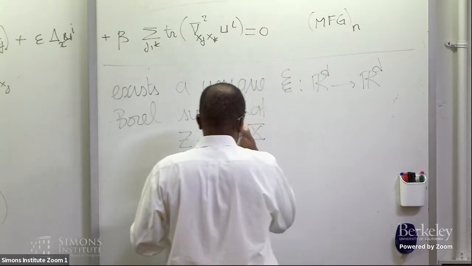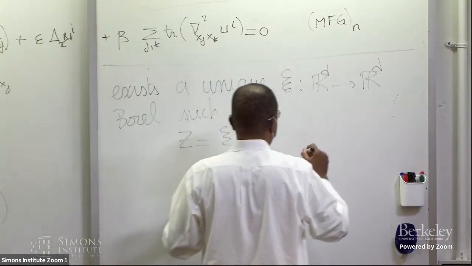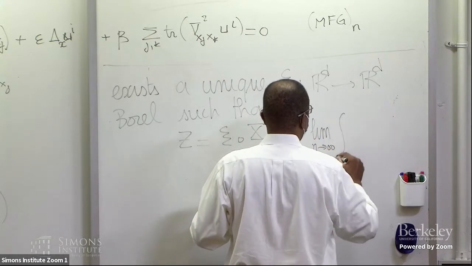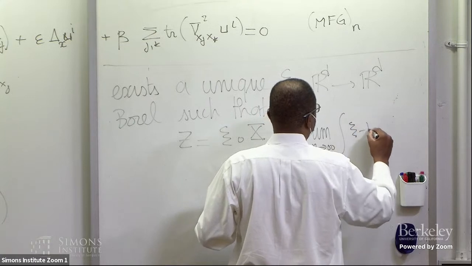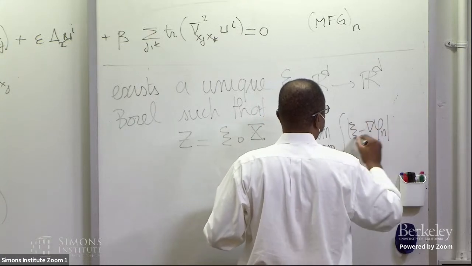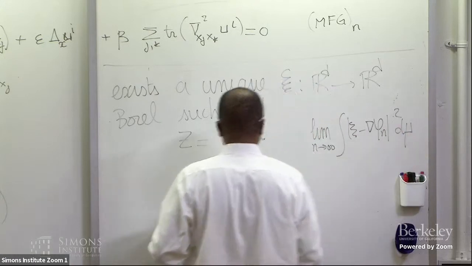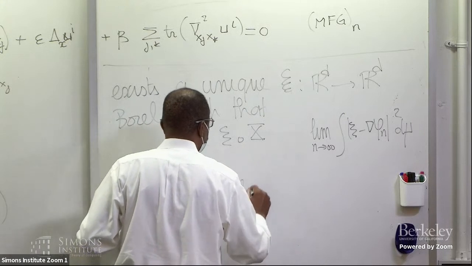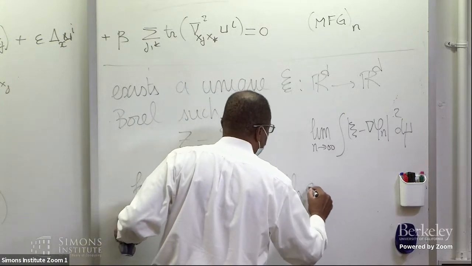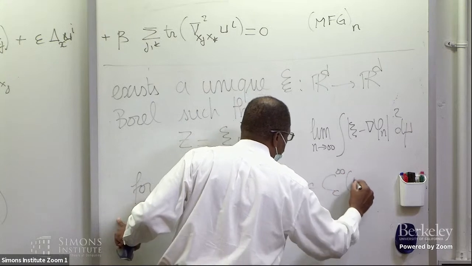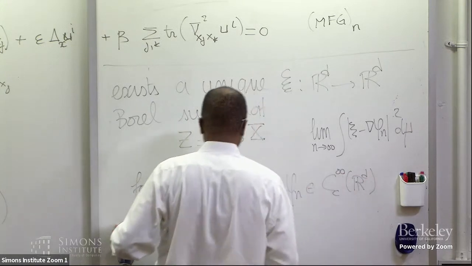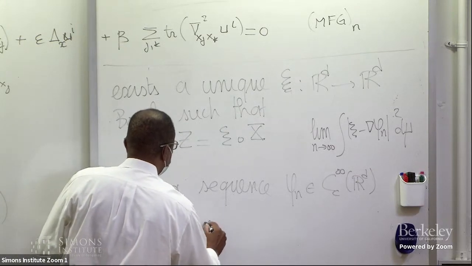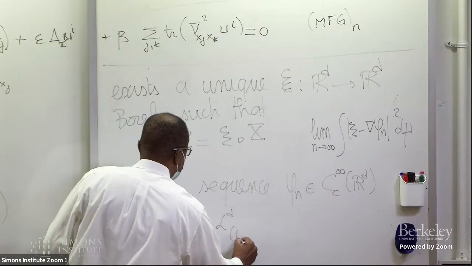And furthermore, psi is a limit, when n tends to infinity, of the integral of the square of psi minus gradient of phi_n, for a sequence phi_n which is of class C infinity with compact support. And the measure mu here is the push forward of the Lebesgue measure by x.